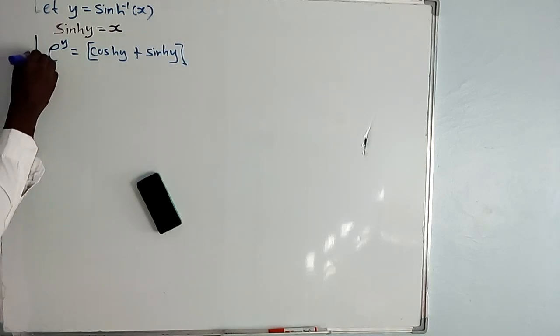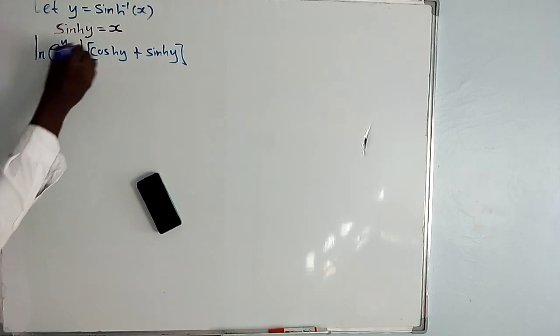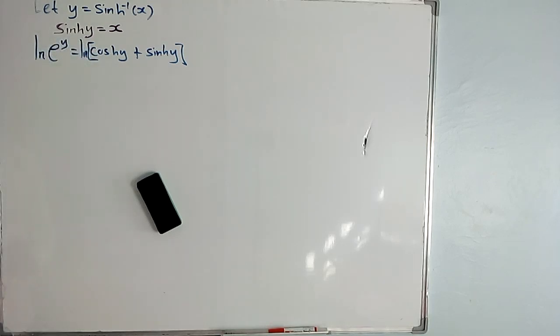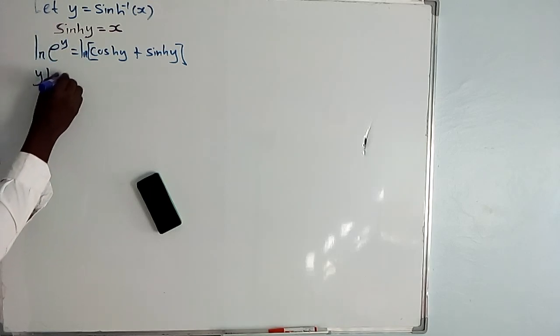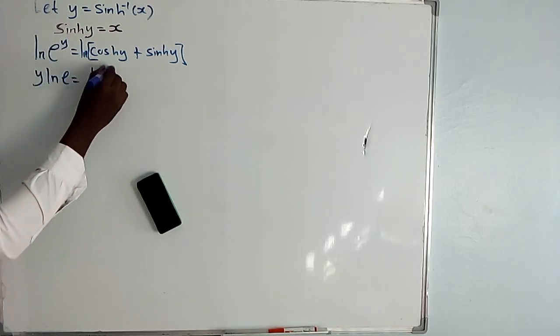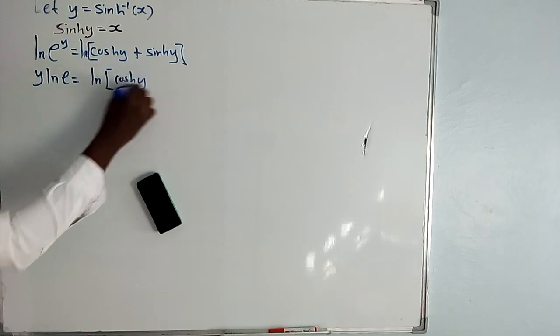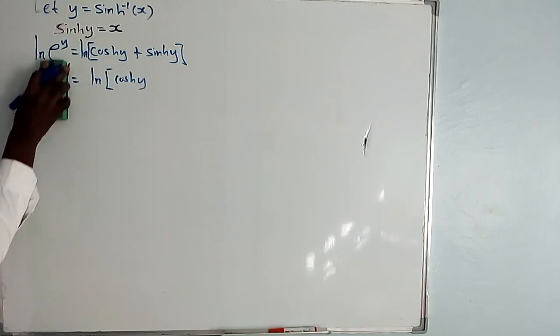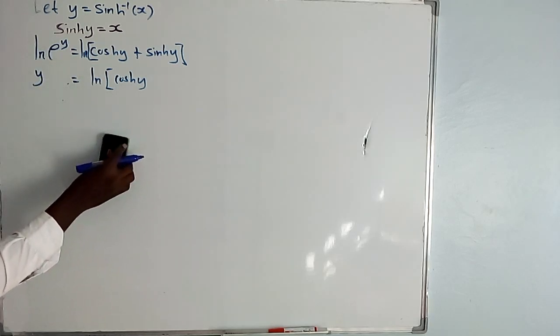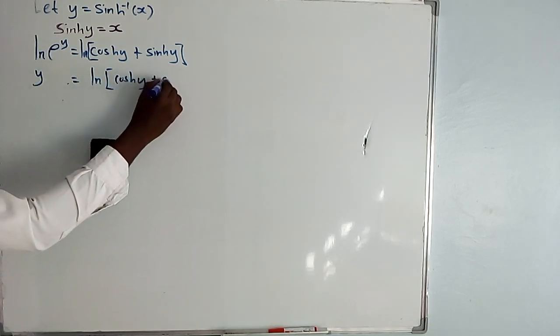So if you introduce the Napierian logarithm ln on both sides of the equation, the power y becomes the coefficient, isn't it? So y becomes the coefficient, so we have y ln of e. So ln of e is 1, we remain with y, isn't it? So we remain with y is ln of cos y plus sin y.